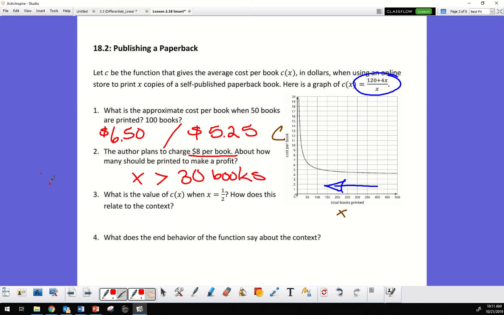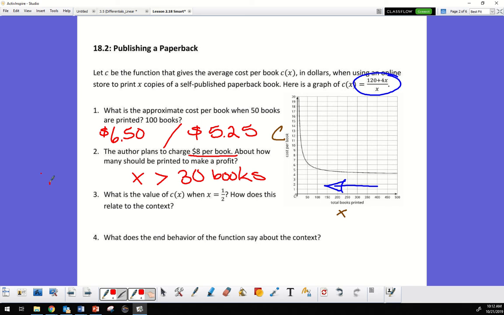So if you wanted a lot of profit, then you need to order a lot of books, but I need to know my spot right here. This is where I break even at. I break even at 30 books. So I need to sell more than that to make any profit at all. So if I sell 31 books, I might only make a penny or something per book. But more books, more profit.